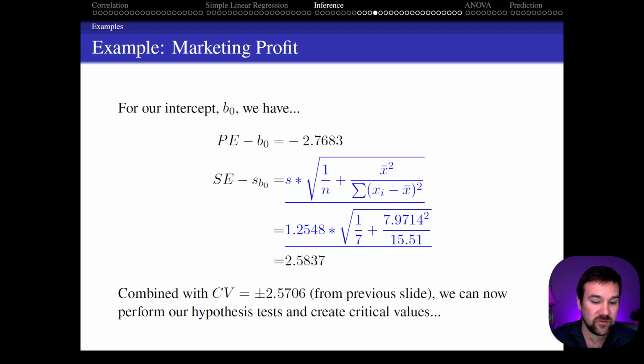2.5837. And combined with the critical value that we calculated on the previous slide, I now have my point estimate, standard error, and critical value. Again, the big calculation that we're adding here is that standard error calculation.